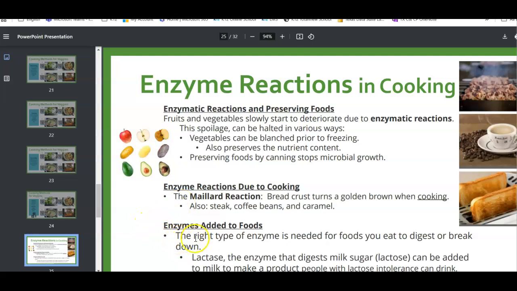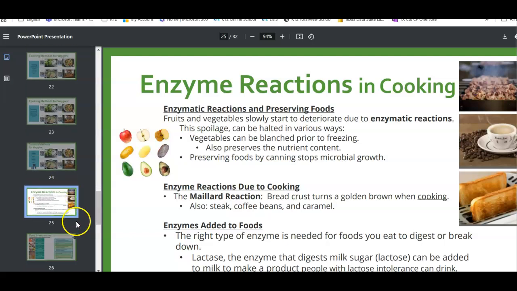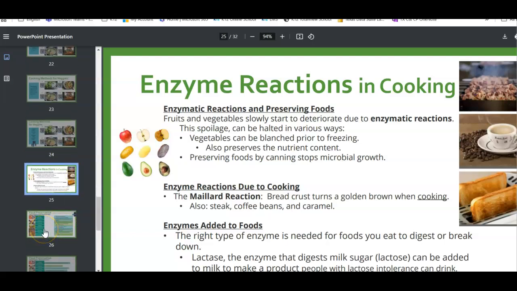Enzymes added to foods. The right type of enzyme is needed for foods you eat to digest or break down, like lactase. This enzyme that digests milk sugar, the lactose, can be added to milk to make a product people with lactose intolerance can drink. Yeah, and for example, my kids at home are lactose intolerant, so we always have to get that special milk.